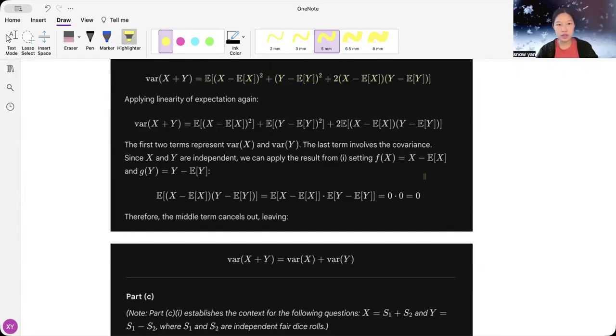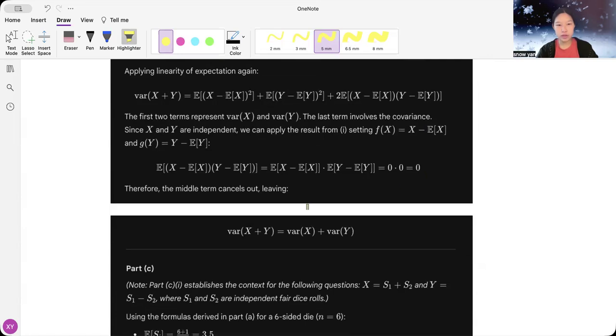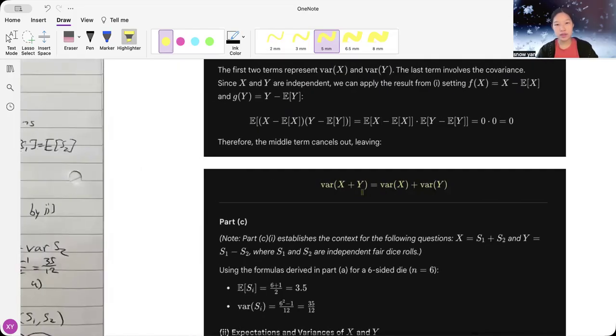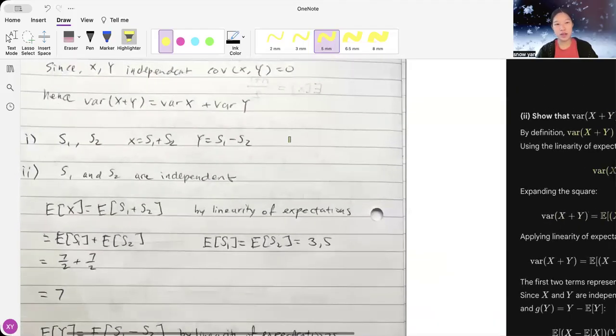So the covariance is 0 because we know that the things are kind of the same. It's independent. So it's just this. I kind of don't like this approach. I feel like it's too algebraically heavy.